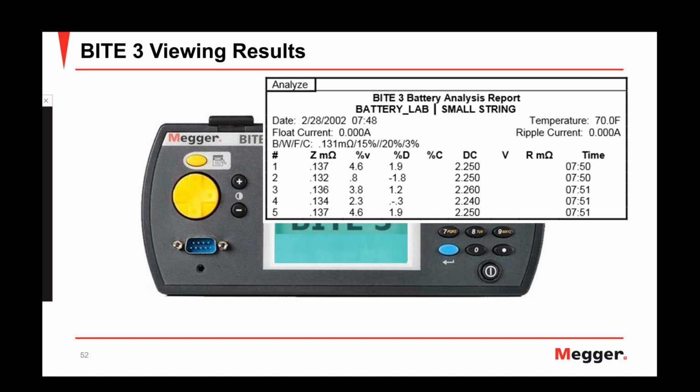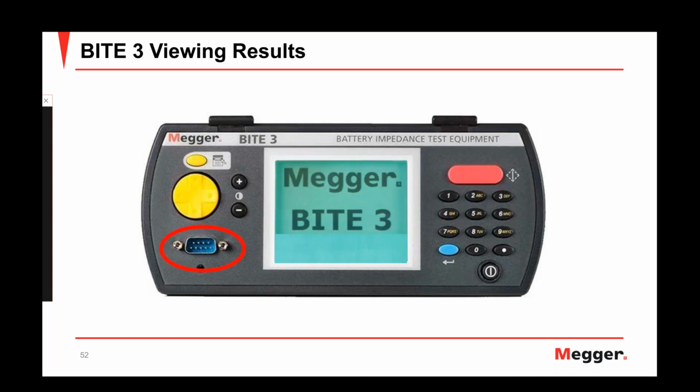Now, I did say that you can use PowerDB to download your results. If you want to do that, there is a supplied RS-232 cable, and what you're going to do is connect it to the port that's highlighted here, and then plug the other end into the COM port on your computer, and then you're going to use the PowerDB software to connect to the instrument and download those results. We'll take a look here in a minute at how to do that, and what that procedure is.